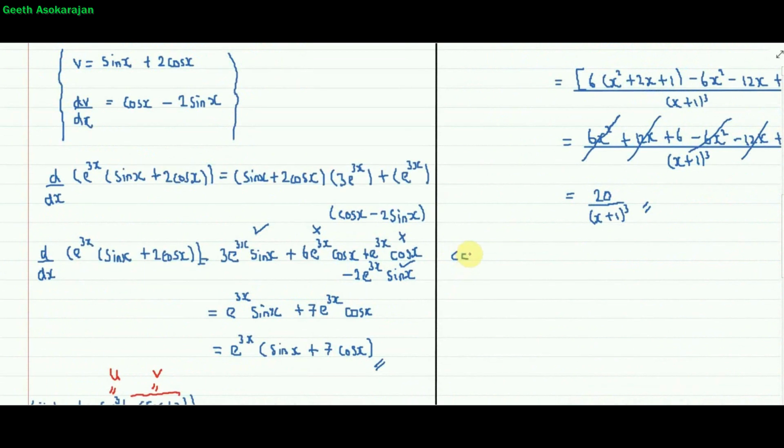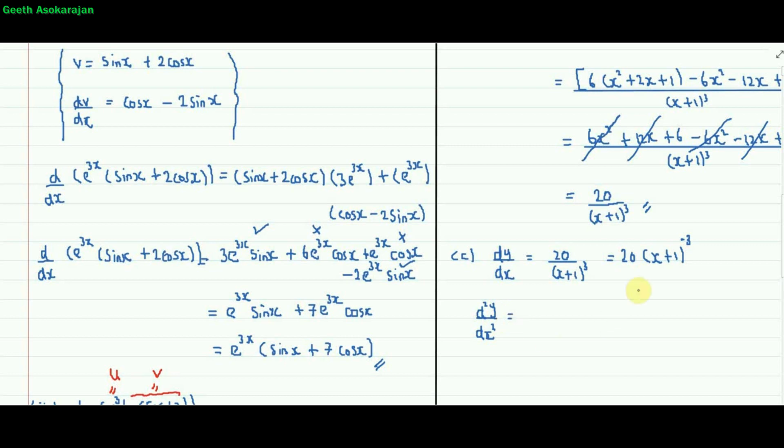So for part C, let me copy down the solution for dy over dx. From the previous part, dy over dx, we had 20 divided by x plus 1 cubed. And let's rewrite that as 20 into, if I take the x plus 1 cubed up, the sign of the power will change. So it will be a minus 3 power, a negative power. And based on this, let's work out the second derivative. So let's work out d2y over dx squared.